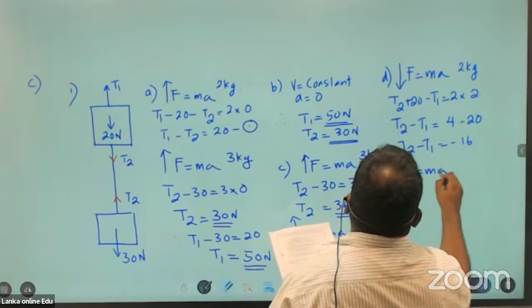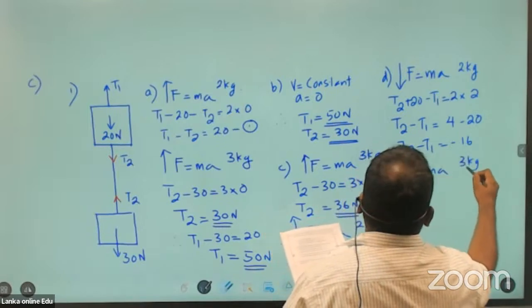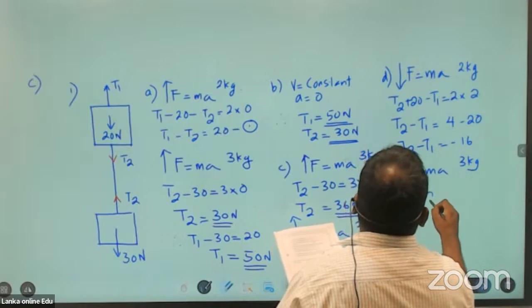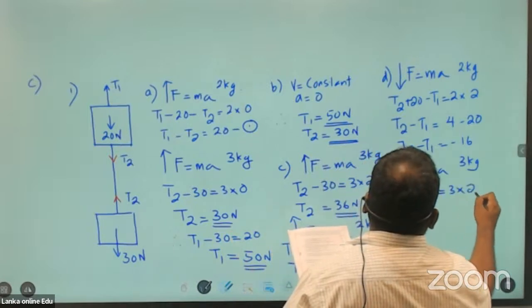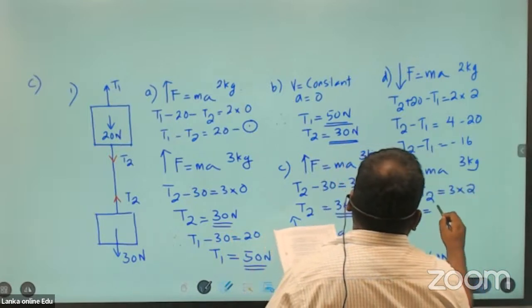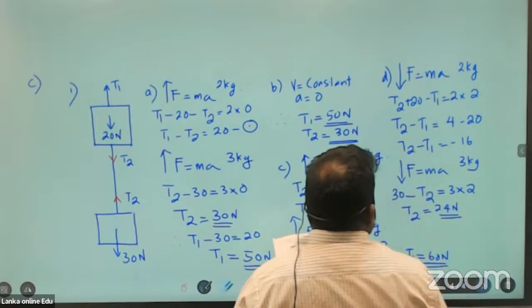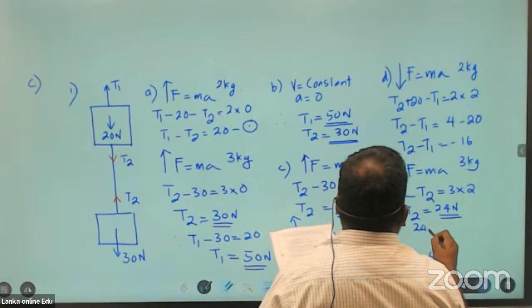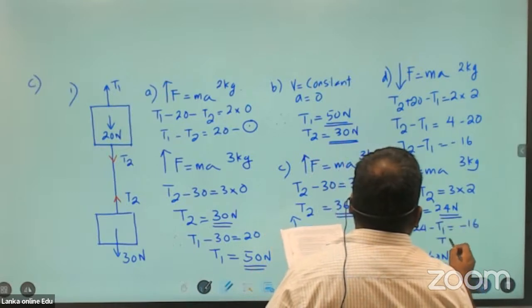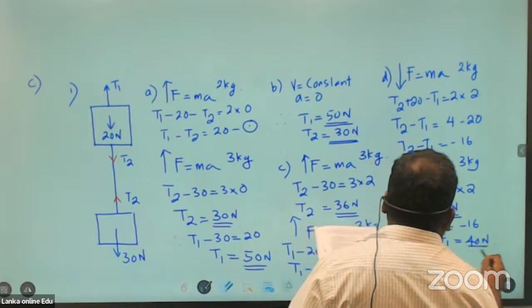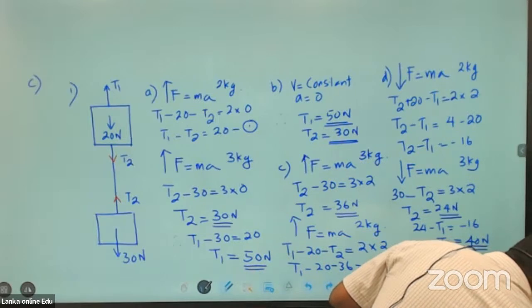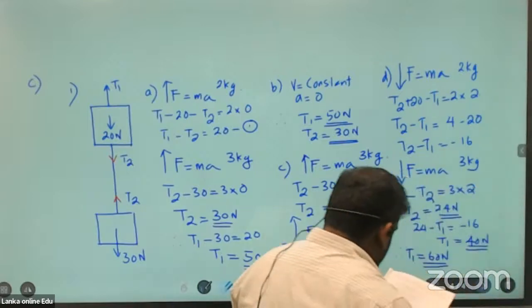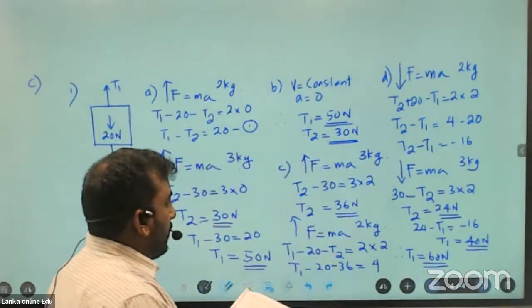Apply F equal ma in the downward direction on the 3 kilogram: 30 minus T2 equals mass into acceleration 2. T2 is equal to 24 Newton. T2 is 24, so 24 minus T1 equals minus 60. T1 equals 40 Newtons. Therefore, you can see T2 and T1 are separately found: 24 Newton, 40 Newton, done.